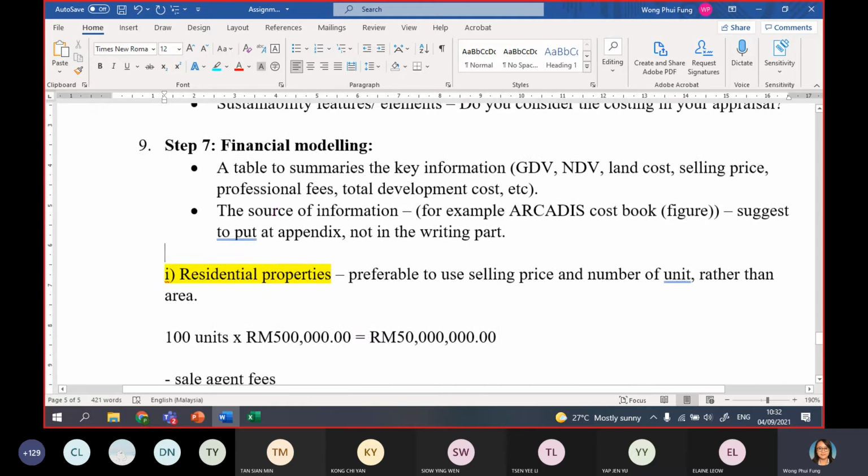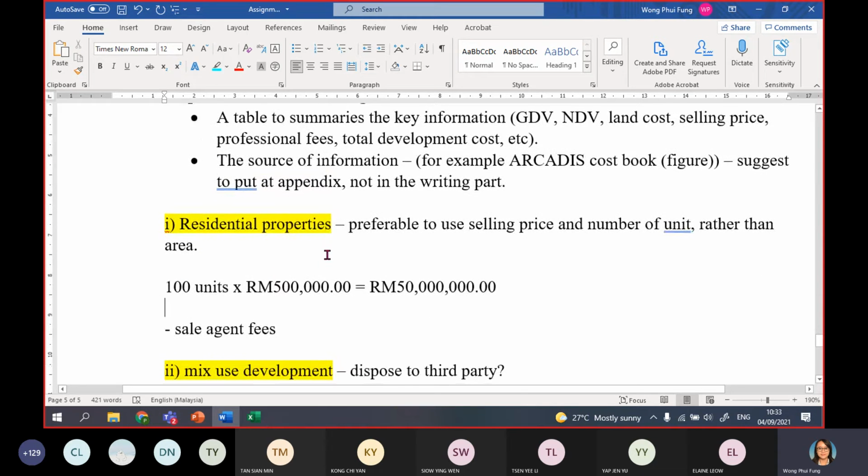For residential property, it is preferable to spell out the selling price and the number of units rather than the area. So when you calculate residential property, the best way to express it in your appraisal and development budget is to just state how many units and the selling price, then you get your GDV. Try to avoid using area. Area is more suitable for commercial buildings. For residential, normally we want to know the selling price per unit and how many units you want to build. That will be the preferable presentation.